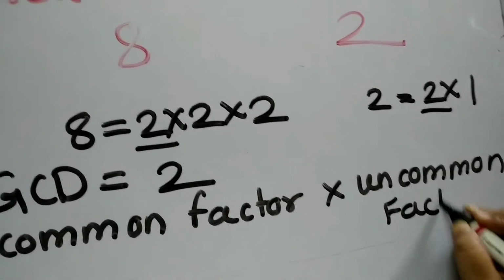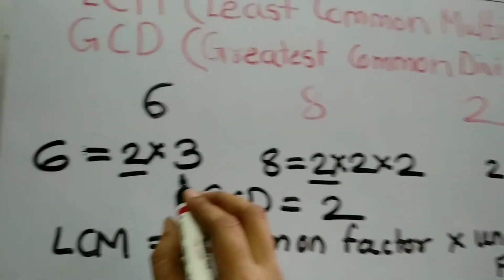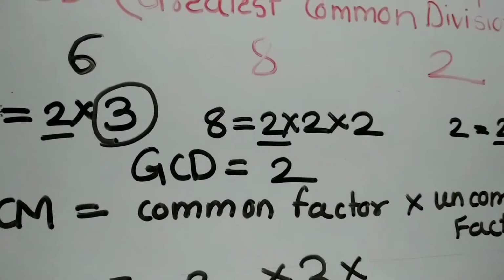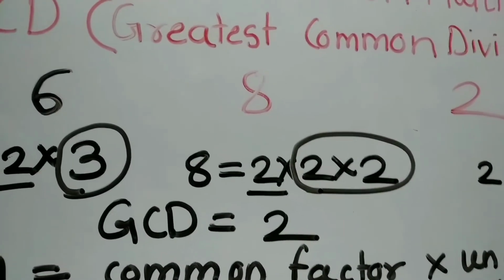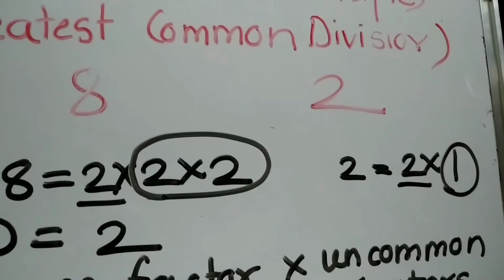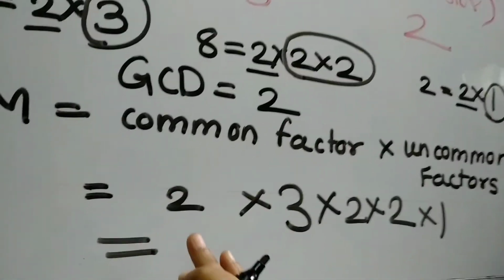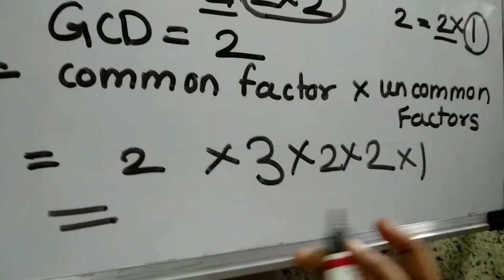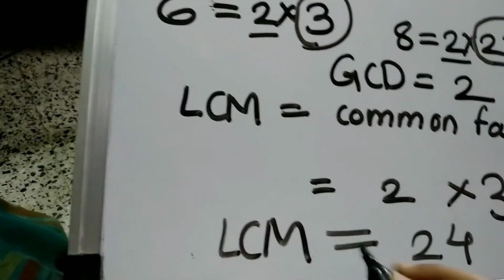Here we have 2 as a common factor. From the first value 3 is uncommon factor. So let's take 3 into, from second value 2 into 2, they are uncommon, 2 into 2. Here from 2, 1, that is 1. So let's multiply all these factors. 2 into 3 is 6, into 2 12, into 2 24. So we have LCM as a 24.